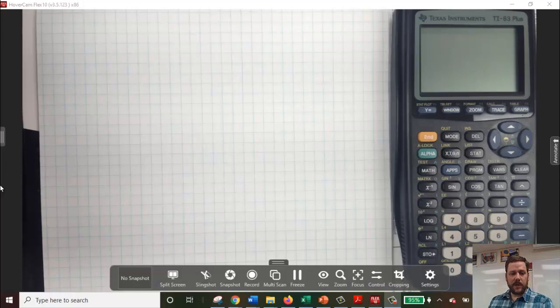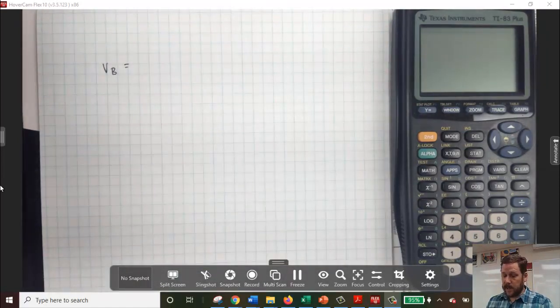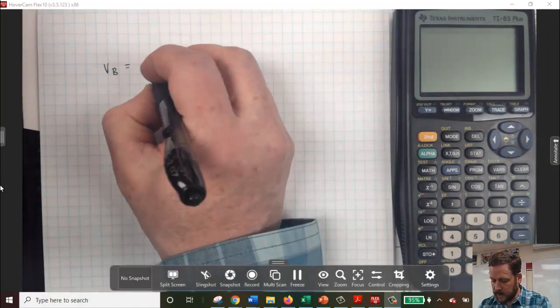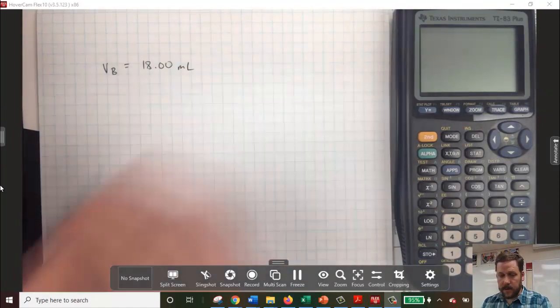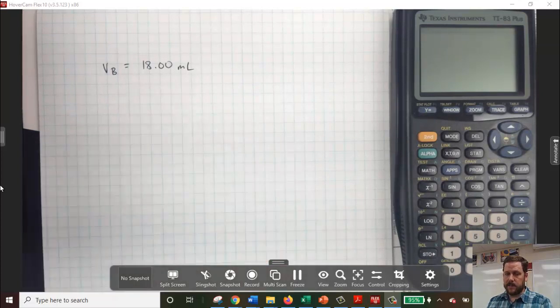So what was the volume reading on the burette when I reached the endpoint? The volume of base that I added to neutralize the acid was 18 mils. I can record that to the nearest 1/100th of a mil. Only tenths are marked on the burette, but we can always estimate 1 digit beyond what's marked. So that's a fairly high number of significant figures.